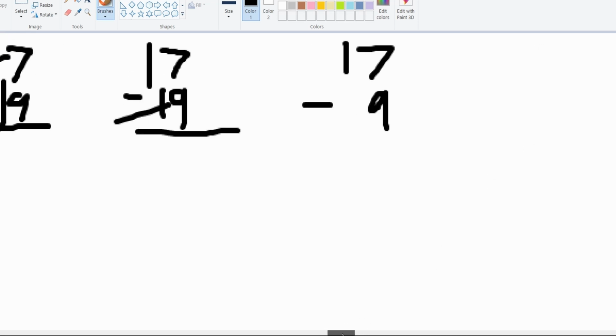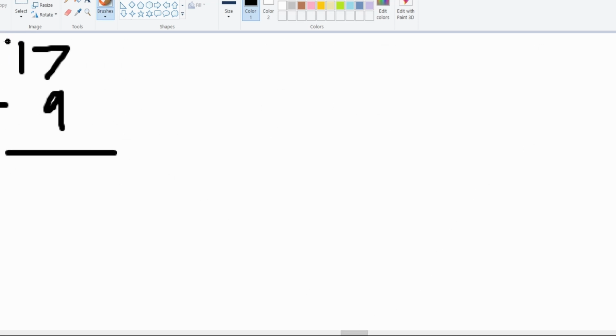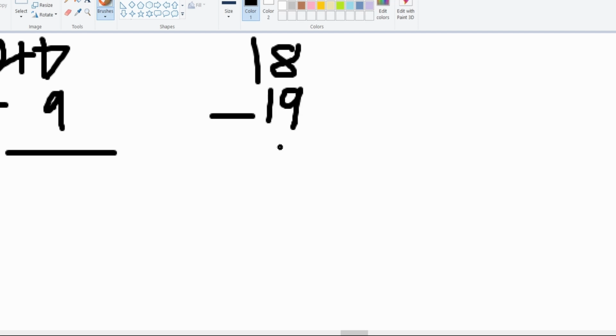So what we're going to want to do here, it's not simple enough. So we're going to get rid of this 1, make it a 0, move it in front of the 8. So now we have 18 minus 19. Since it is a little small here, we're going to want to make 8 a bit bigger than 9. So we're going to get rid of this 1, make it a 0, and have 8 borrow that.